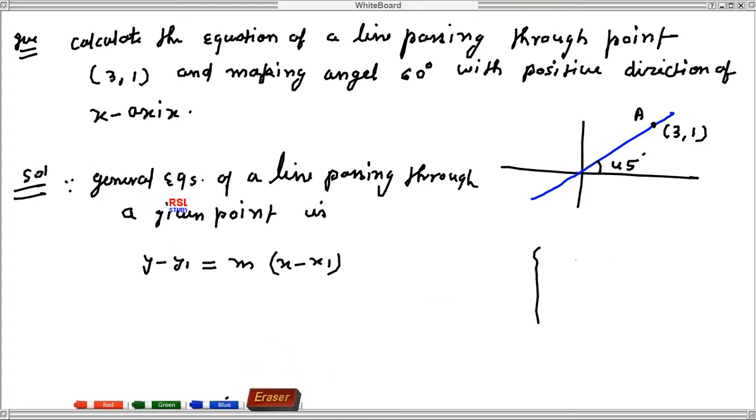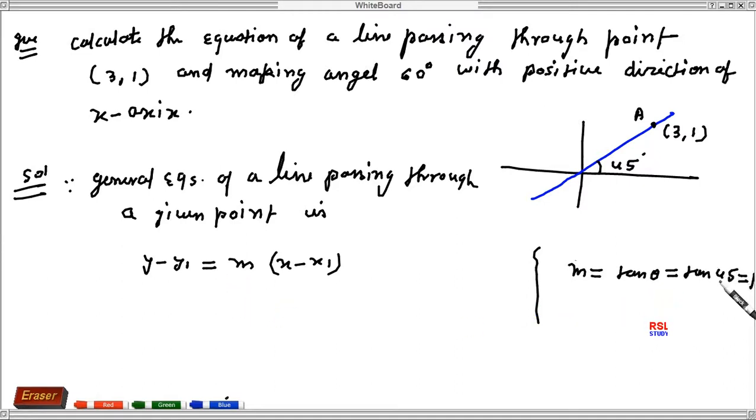So the equation of a line passing through a given point, means the general equation of a line passing through a single point, is like this. So this is a blue line passing through one point 3, 1 and making angle 45, but in the question it is given 60. So m equal to tan theta, and that is tan 45.